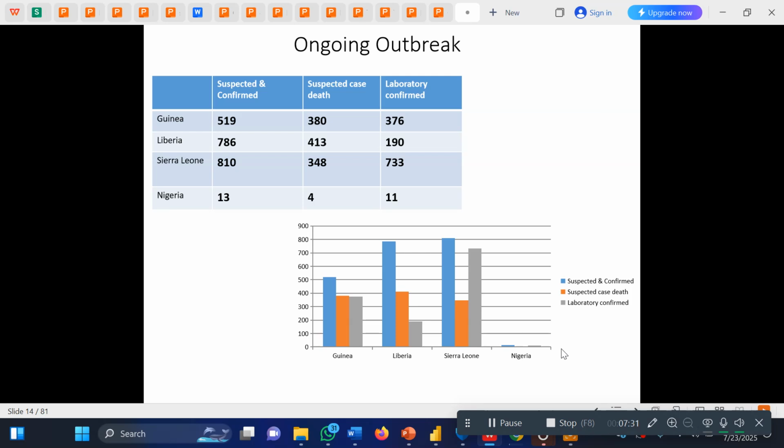In Sierra Leone, suspected and confirmed cases were 810. Suspected case deaths were 348, while laboratory confirmed cases were 733. In Nigeria, which is the fewest, suspected and confirmed cases were 13. Suspected case deaths were 4, and laboratory confirmed cases were 11.